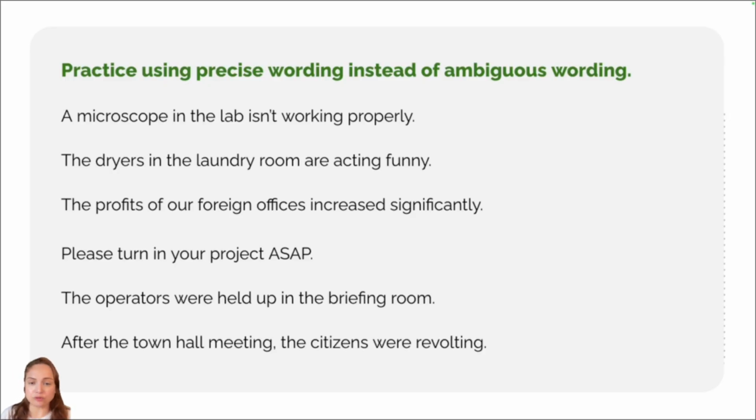Another one. After the town hall meeting, the citizens were revolting. Here, the word choice is ambiguous because there is a word in that sentence that could mean two things. Revolting could mean protesting, but it could also mean disgusting, and there isn't enough context here for the reader to tell which one you mean. And even if there is, you don't want them to have to think about it anyway. You want to avoid creating situations where there are multiple conflicting interpretations of your writing, so choosing words with only one meaning is a good way to do that.